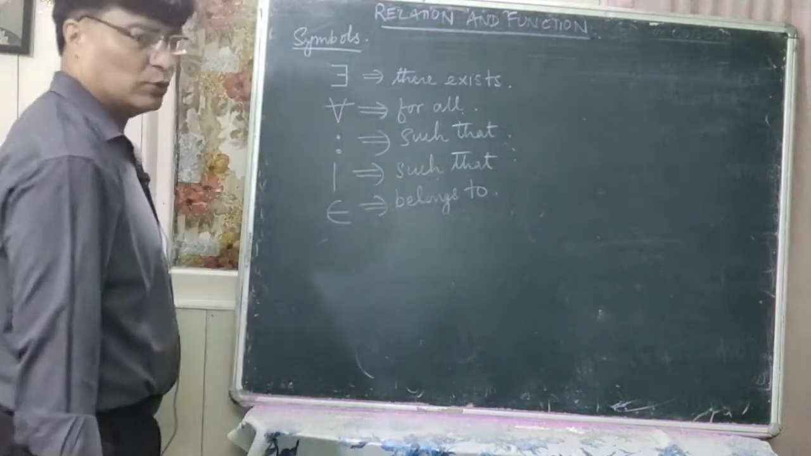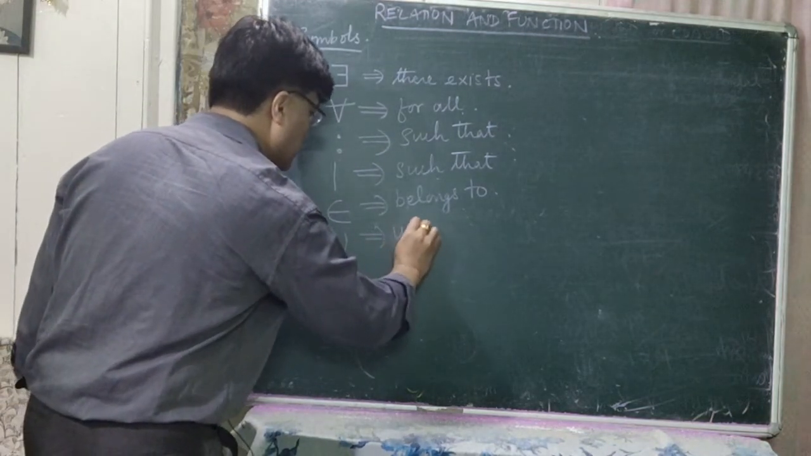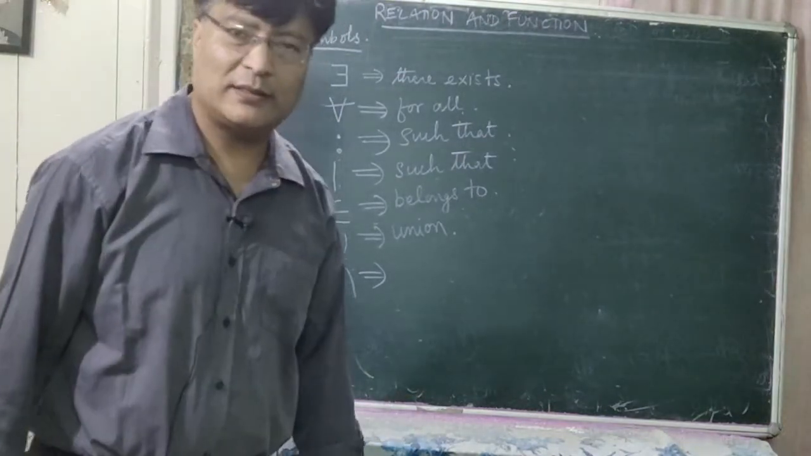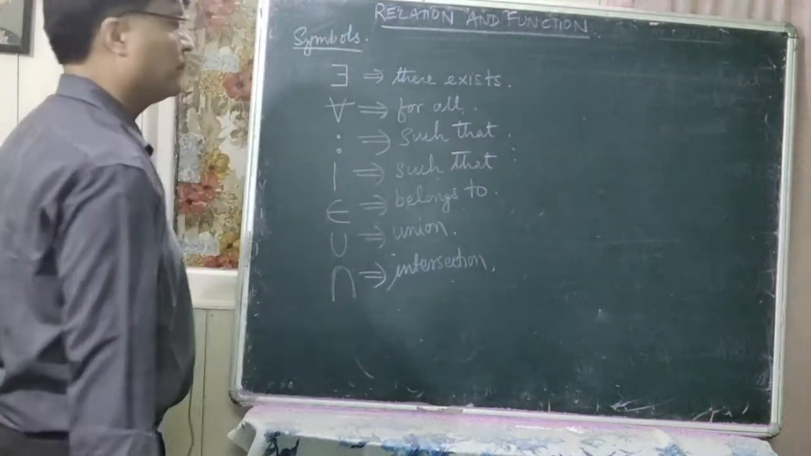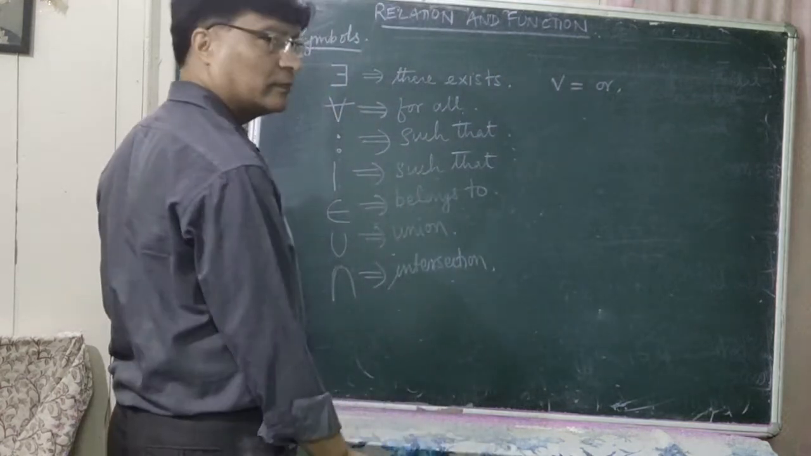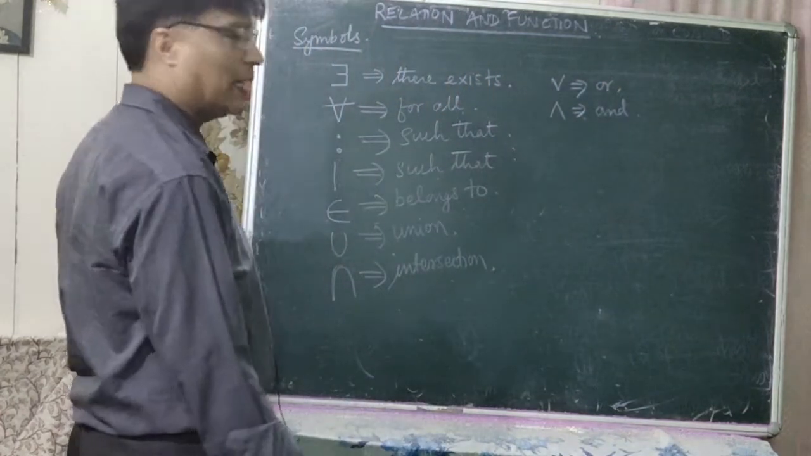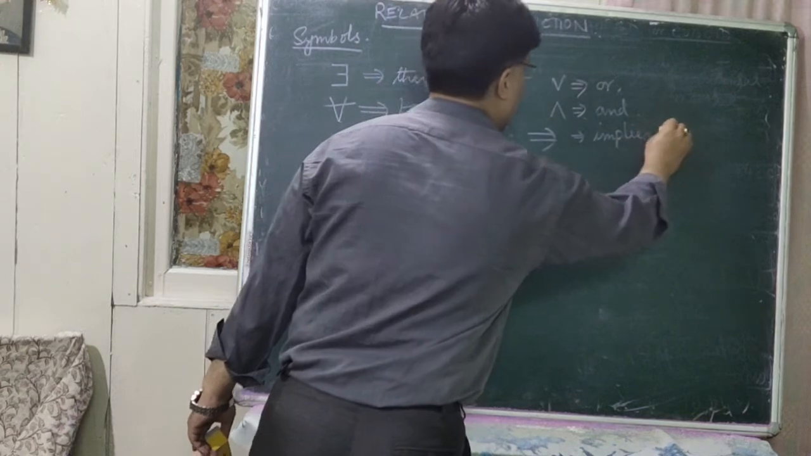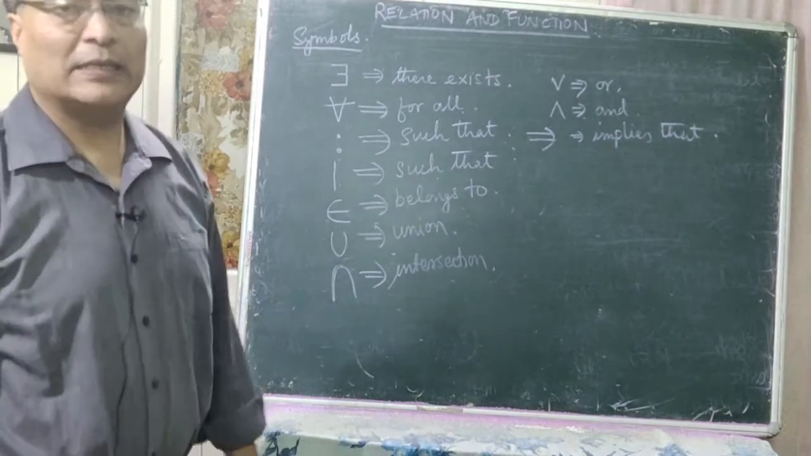Is that clear? Remember this well. This is union, you know. Union, isn't it? What is this? This is intersection, right? This is your intersection. Is that clear? This is or. This is your and. This implies that, isn't it? Implies that. Is that clear?